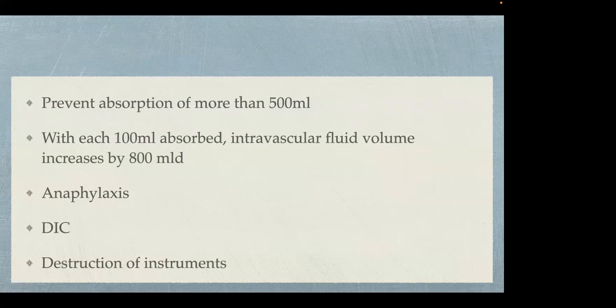However, when we are using Dextran 70, we should prevent absorption of more than 500 mils. This is because with each 100 mils of Dextran 70 that's absorbed, we expand the intravascular fluid volume by 800 mils. So there's a very high risk of overloading the patient with very minimum fluid used. It may also cause anaphylaxis and DIC, and I'm not too sure of the mechanism, but I also noted that it causes destruction of instruments.